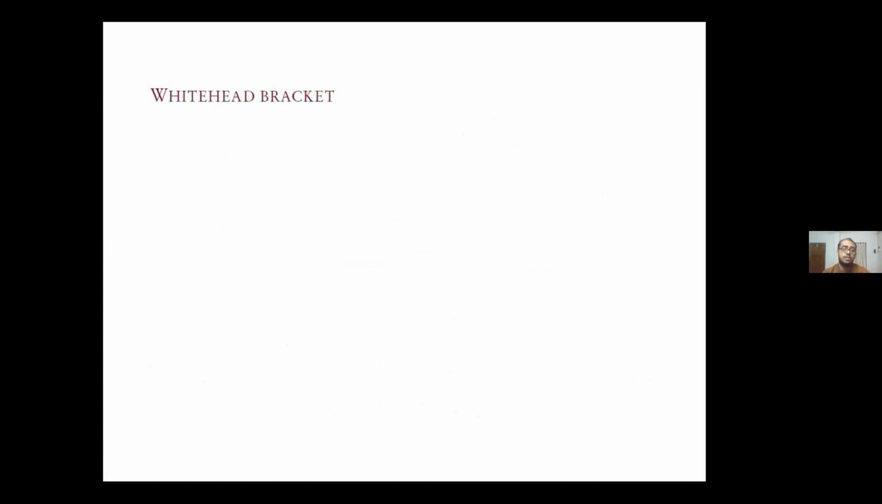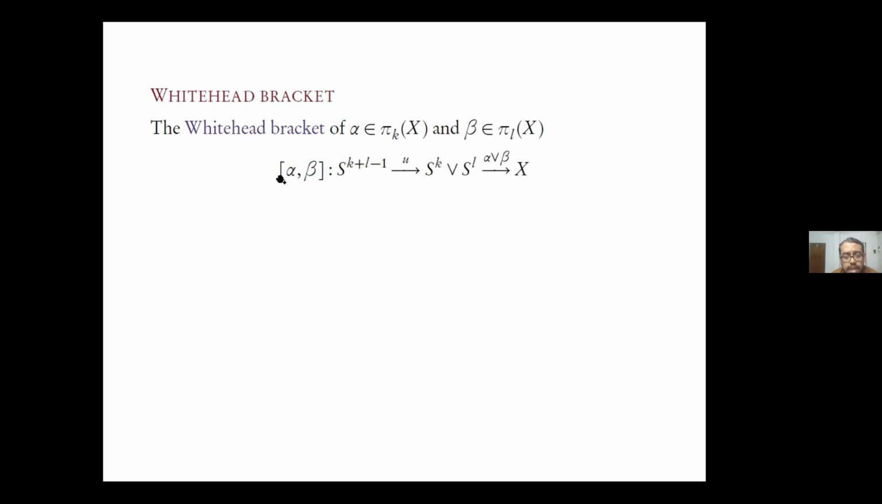There's something called the Whitehead bracket, which I want to recall for the benefit of people who may not have seen this in topology. This is something very classical. You want to talk about homotopy groups of spaces and further algebraic operations you can do on those groups. The Whitehead bracket takes two elements, one in the kth homotopy group of X and another in the lth homotopy group of X, call them alpha and beta. Then you define a new element denoted bracket alpha beta, which is a map from the sphere of dimension k plus l minus 1 to X.